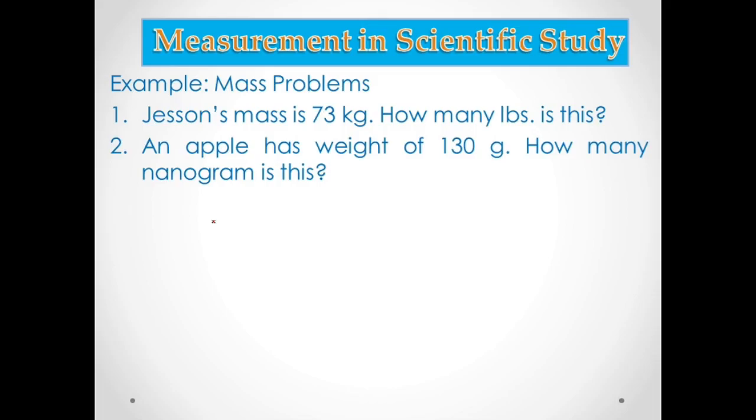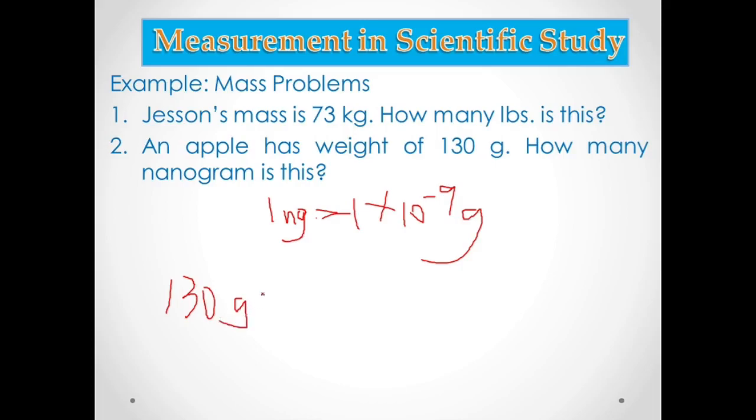We know in our decimal prefixes that 1 nanogram, 1 ng, is actually 1 times 10 to the negative 9 grams. That is nanogram because our base unit for mass is gram. So if you have 130 grams, you can multiply it with the conversion factor. Your grams should be at the denominator so that you can cancel that.